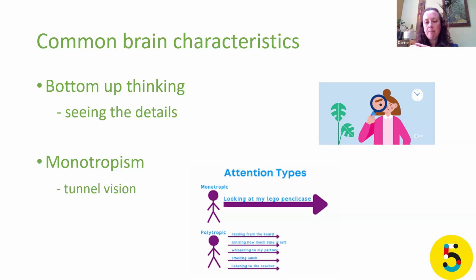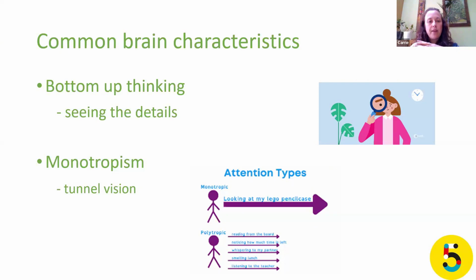If you're monotropic, it can be really hard to shift your attention to something else, which can make things like transitions very challenging. It also can mean you can be so focused on one thing that you're not particularly interested in what somebody else is trying to tell you at that time, or what topic is being taught in class. Whereas polytropic individuals can hold in their head lots of different things and think of lots of different things at once.